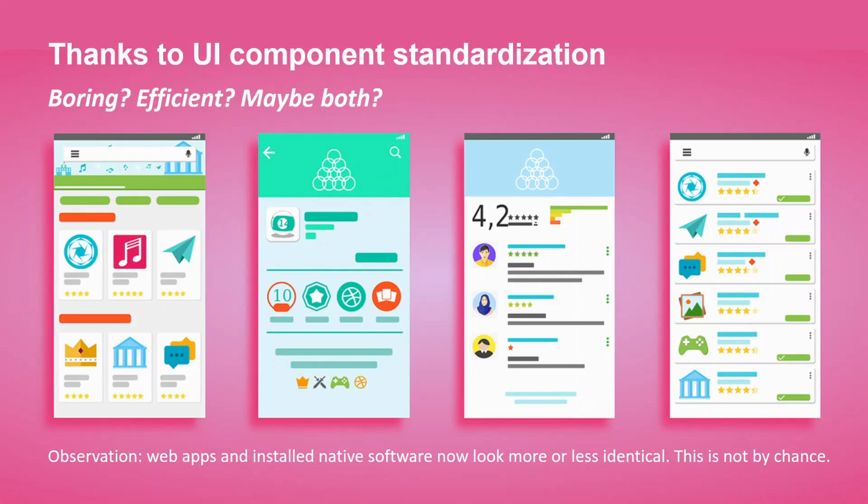So things tend to look something like this nowadays, and it's not only for mobile devices but also on desktop, and it's not only for web applications, but it's also beginning to look more in this direction even on installed native software. So thanks to these standardizing UI components, users can be more efficient in their UI navigation. That's my theory. So it's maybe a little bit boring to see standardization to this degree, but probably also efficient.